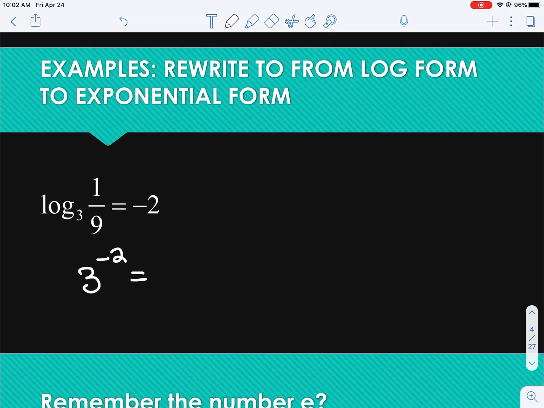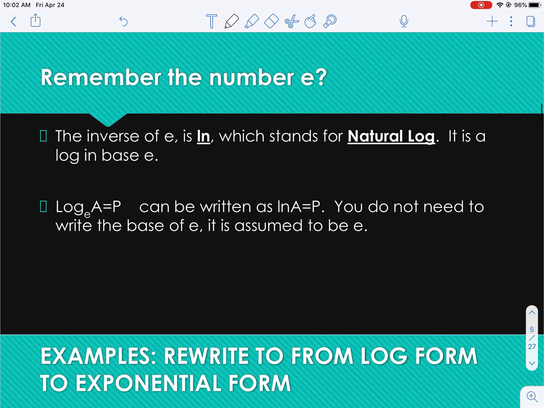Here's like a little bit crazier looking problem. So we got 3 to the negative 2 is 1/9. Remember, when you have negative exponents, it makes you take the reciprocal. So 3 squared is 9, but the negative 2 makes me do the reciprocal of that, 1/9.